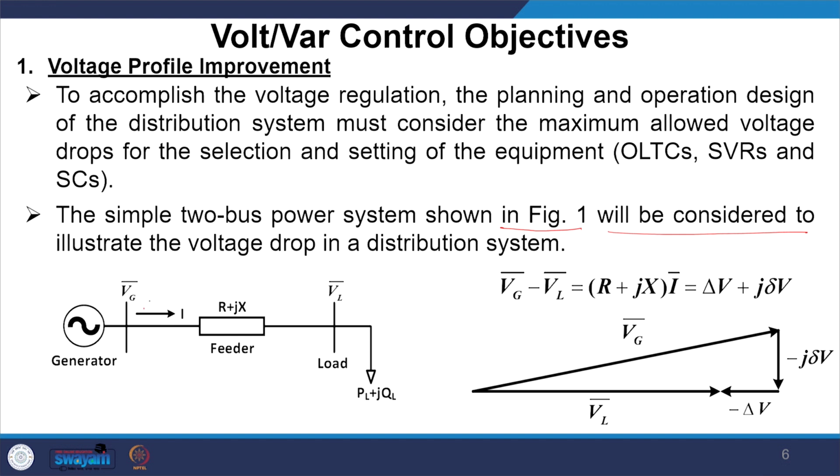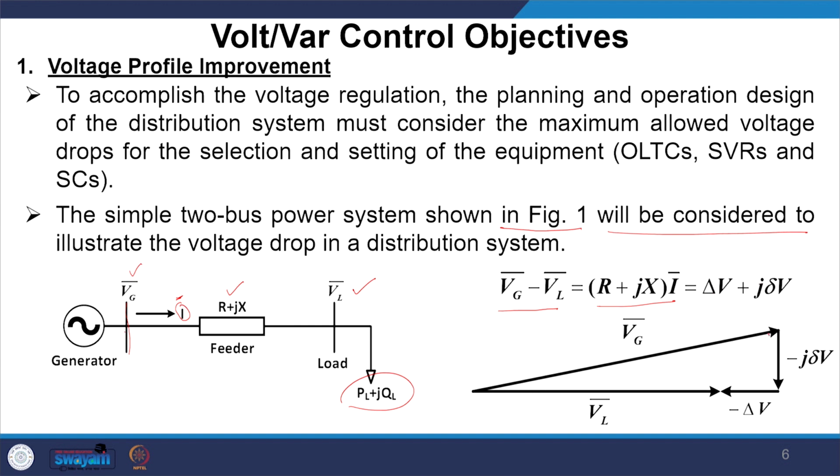Now, assume that this is my supply voltage at the generating end, which is Vg, and the load end voltage, which is VL, and this is the feeder with the impedance of R plus jX. The load quantity may be assumed as PL plus jQL. Now, the voltage difference Vg minus VL is given by the line impedance, that is R plus jX, multiplied by the current, which is the I vector. Which is nothing but your delta V plus j delta V.